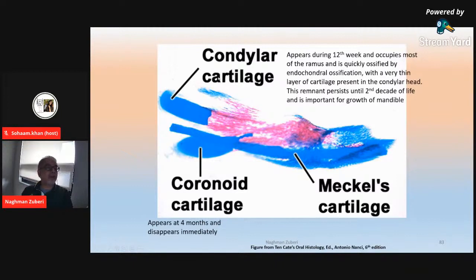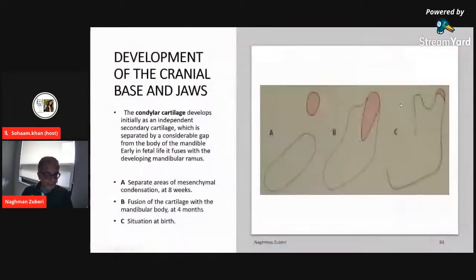This is the area of the condylar cartilage where endochondral ossification occurs, with a very thin layer of cartilage present in the condylar head. This remnant persists until the second decade of life and is important for the growth of the mandible. Development of the cranial base and jaws.